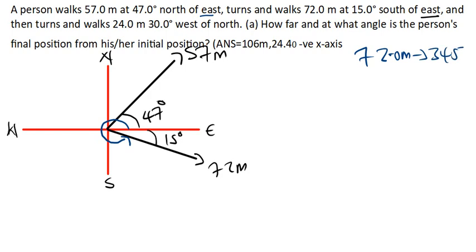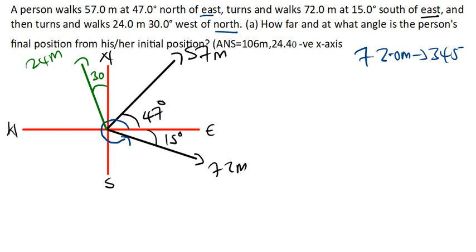And then turns and walks 24 meters 30 degrees west of north. West of north meaning the angle is nearer to north than to west. So I'll have it here. I'll put that one to be 24 meters. The angle, the third one, is there.